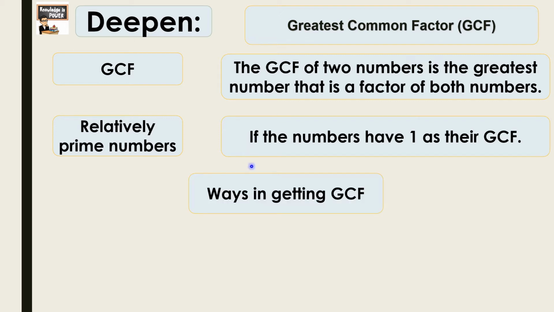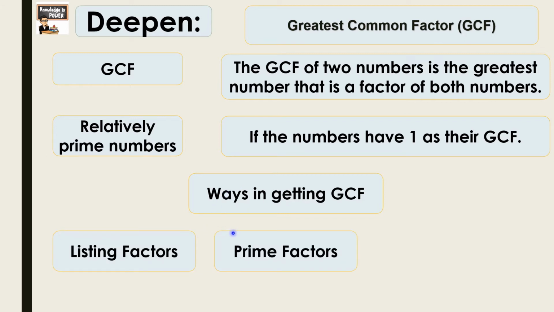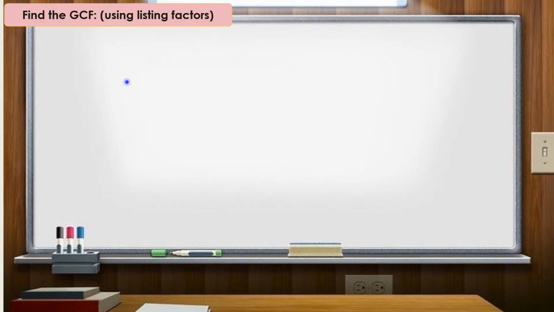So these are the ways of getting the GCF. First is listing factors. The second is prime factors. And the last one is the Euclidean algorithm. I'm giving you an example of how to use these three methods. Okay? So the first method is using listing factors. In our last grading, I taught you how to get the factors, so you may apply that here.